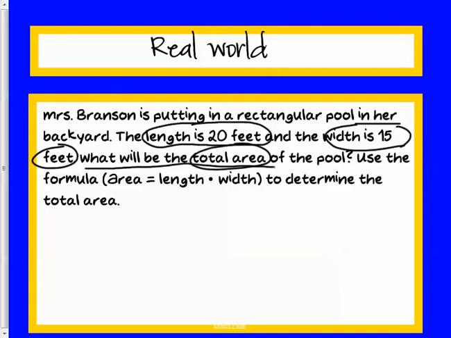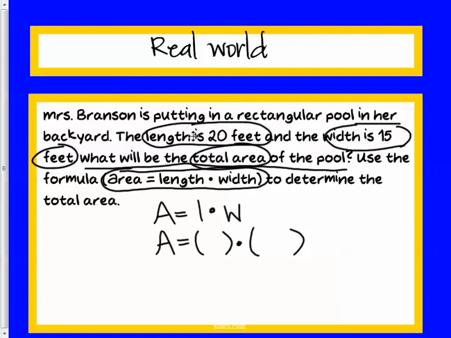So this is our question. That's why we underline it and we circle the key information. Use the formula area equals length times width to determine the total area. So we know area equals length times width. This is the area formula for any rectangle, square, anything that's a rectangular prism.